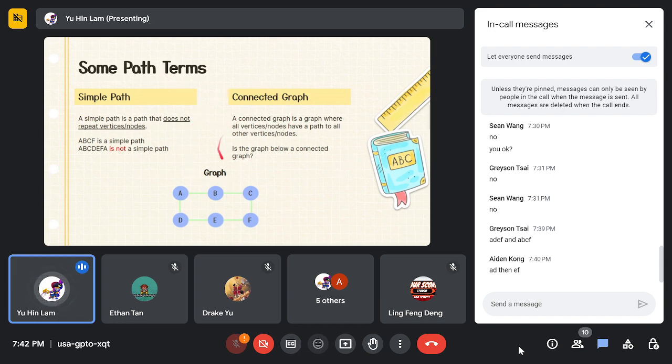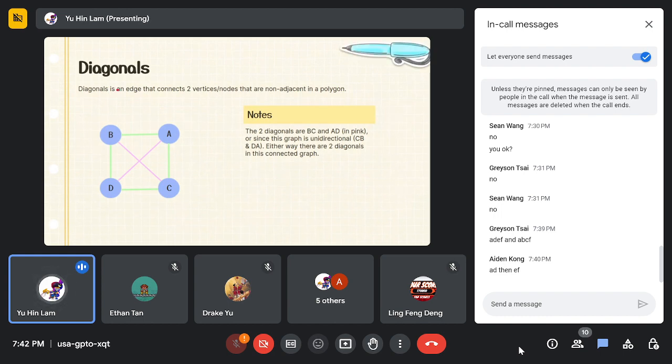And then a connected graph is where a vertex or node has a path to all of the vertices and nodes. So is the graph below a connected graph? A connected graph doesn't need to have a direct jump to all of them. As long as it's possible to get to all of them, then that would be a connected graph.